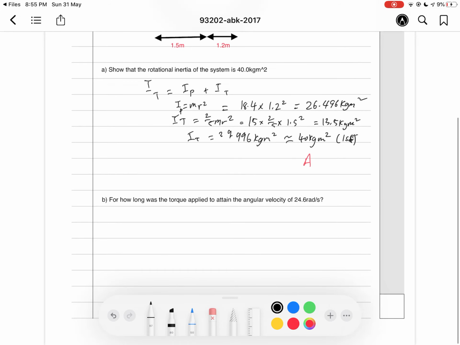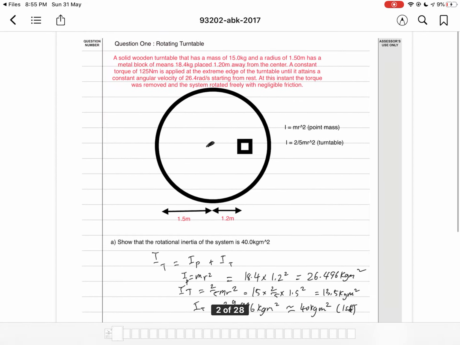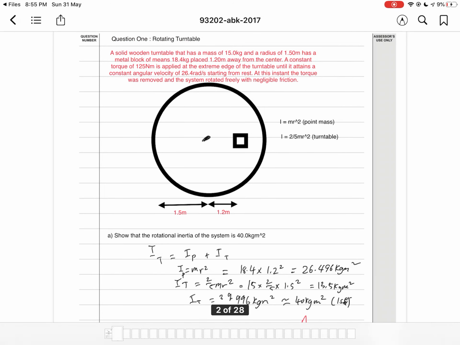Question B. For how long was the torque applied to attain the angular velocity of 24.6 radians per second? We're told that the average torque is applied. That means if there's a torque applied, then there has to be an angular acceleration, because it is an unbalanced torque on the extreme edge of the turntable. Because it is a constant torque, we're also going to have a constant angular acceleration.